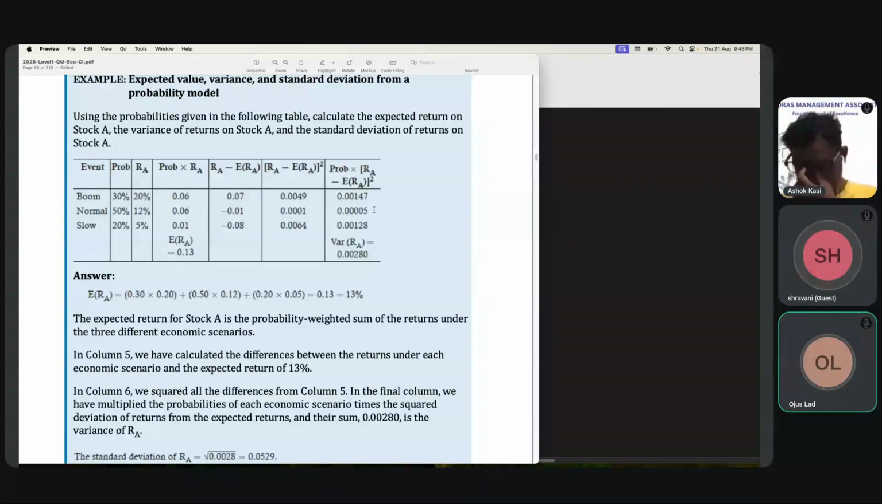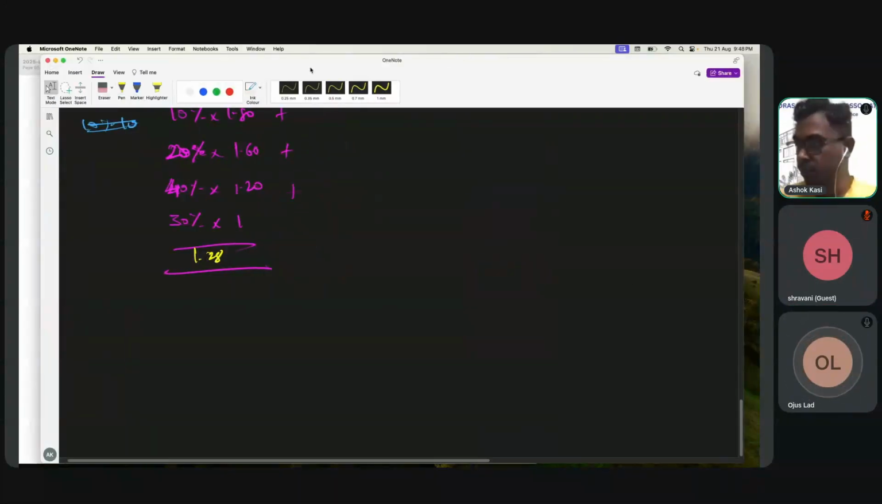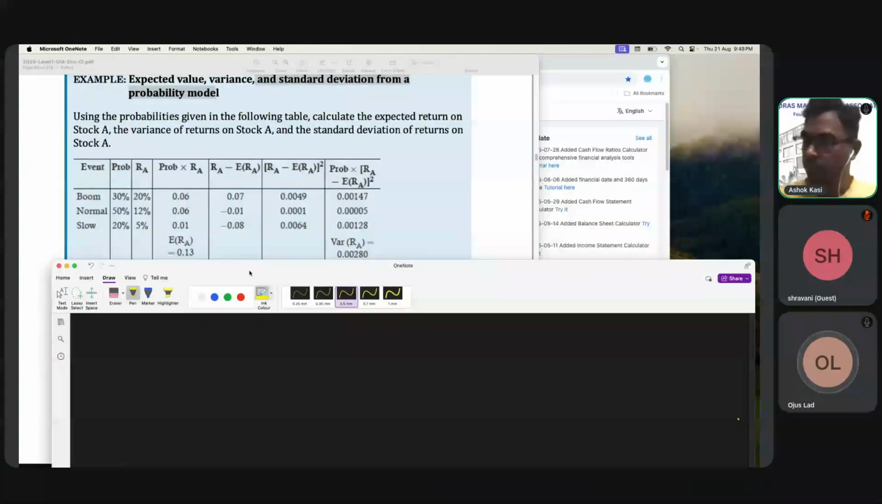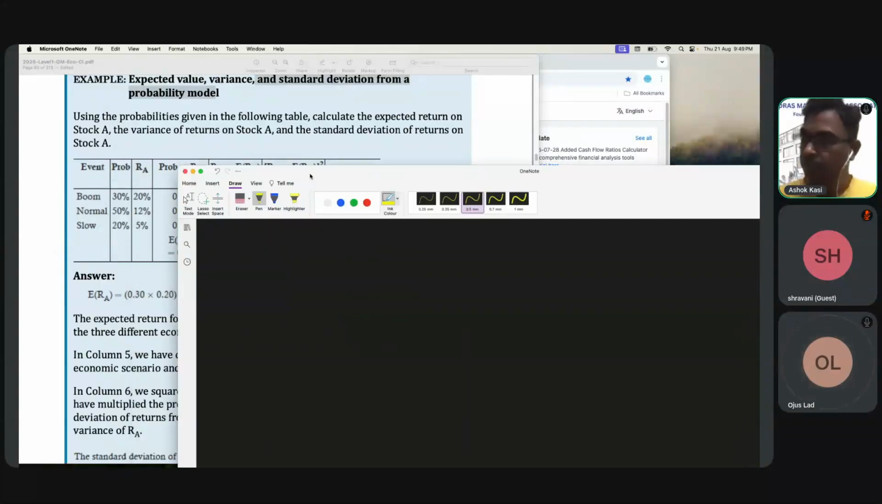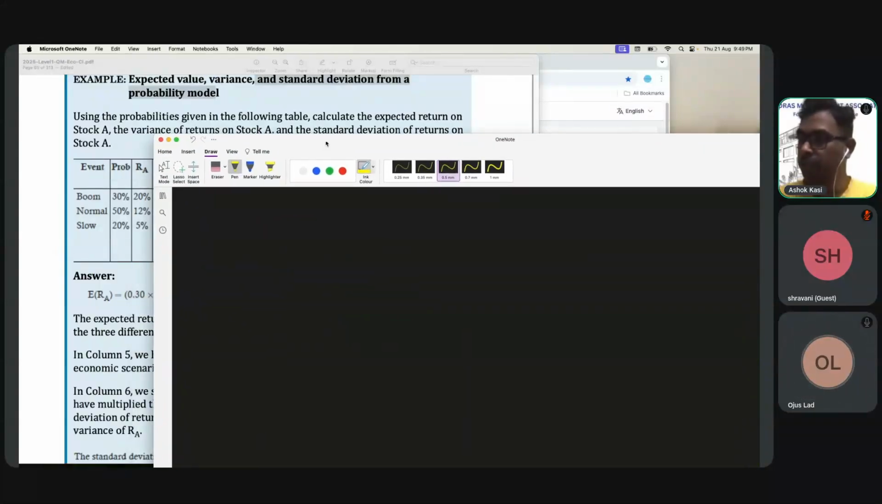So what are we supposed to calculate? You just read the question. So we have to calculate expected value, variance, and standard deviation from the probability model. So based on probability, we are supposed to do all this. First one is expected value. Expected means average, weighted average. So how do we do it? 30% of 20% plus 50% of 12% plus 20% of 5%.